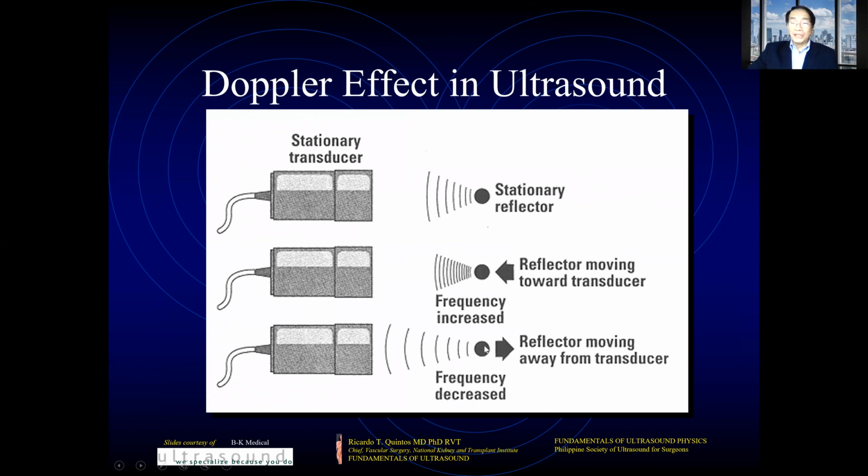If this red blood cell, for example, is moving away from the transducer, then the velocity as it is transmitted and hits the moving object that is moving away from the transducer, the reflection is going to be a slower or a lower frequency. So that is the Doppler effect.